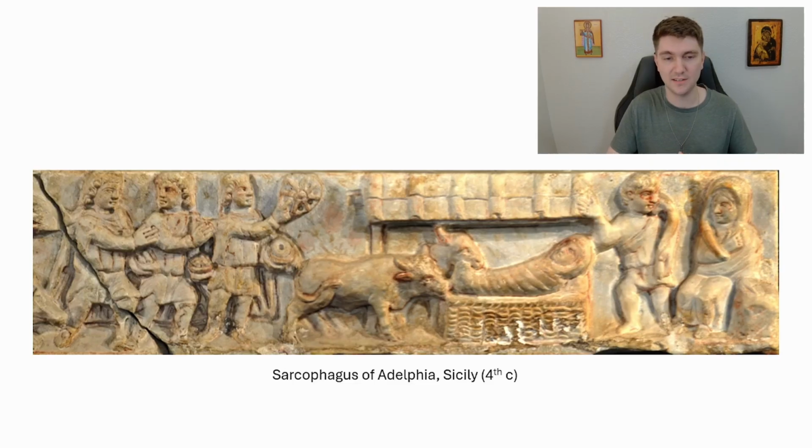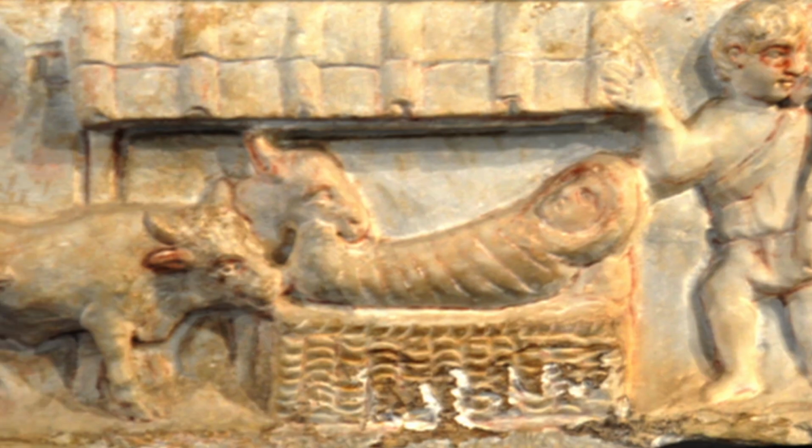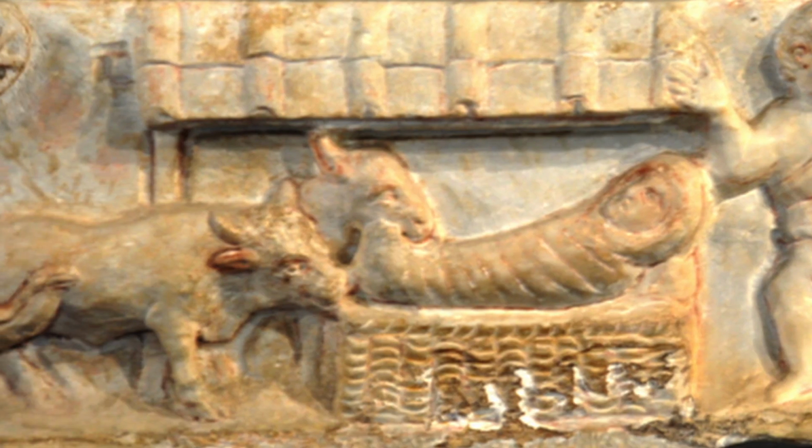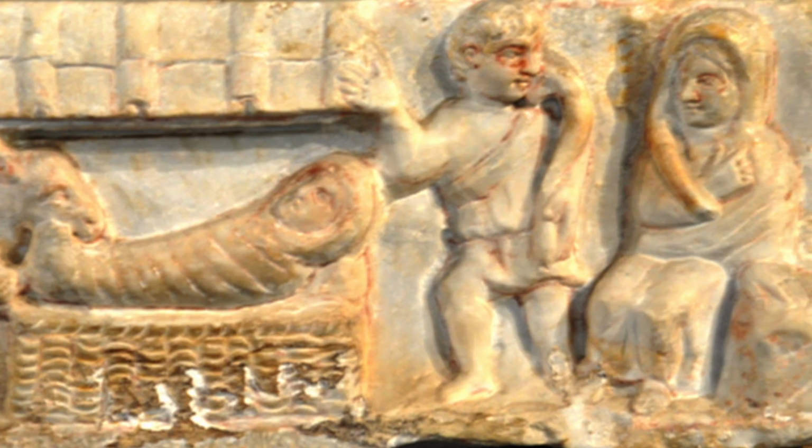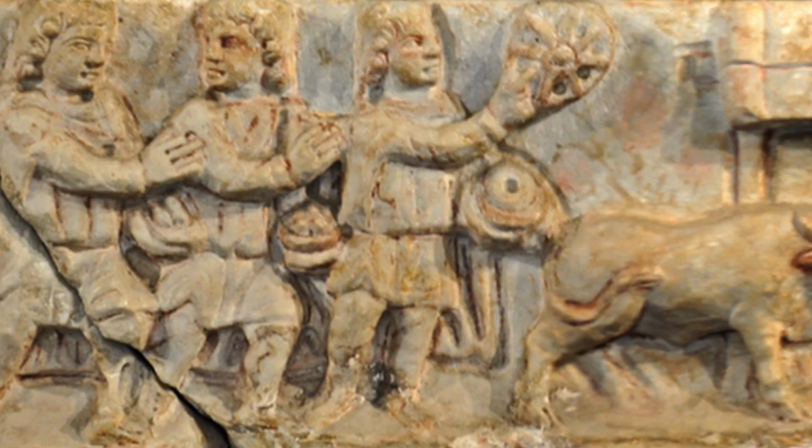Another example is the sarcophagus of Adelphia from Sicily. And again, all the same core elements. Jesus is wrapped in the clothes in the basket manger. The ox and the donkey are looking over at Jesus. You have the shepherd pointing at the star. Mary is sitting nearby pondering. And then the three magi are on their way pointing to that star.